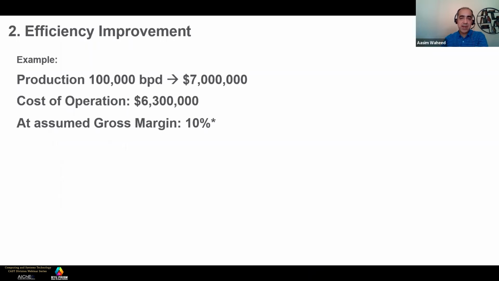That's an opportunity, by the way, and I'll get back to why that's an opportunity for people like us. The second is efficiency improvement. I'm going to pick the same facility that's making 100,000 barrels a day, which is about $7 million per day. That's not the money they're making, actually, because they end up spending quite a lot of money producing that oil and gas. Typically, the margins are around 10%, which is to say that of the $7 million they're making every day, they actually have to spend approximately $6.3 million to produce that oil.